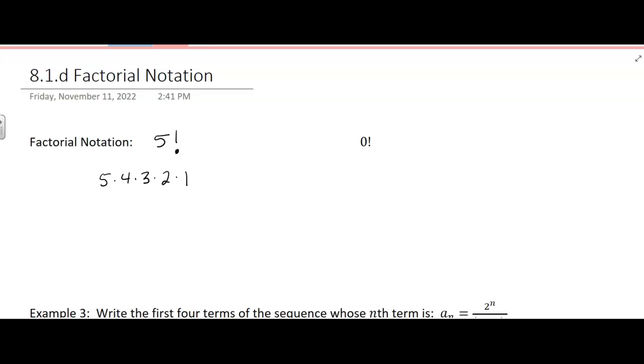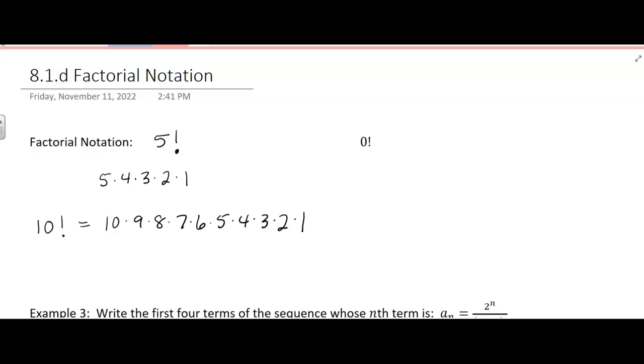So you're multiplying, and it starts with that number, and then it just goes down. They're the counting numbers, 5 to 4 to 3 to 2 to 1. Okay. So if you had 10 factorial, that would be equal to 10 times 9 times 8 times 7 times 6 times 5 times 4 times 3 times 2 times 1. Whew. That would be really hard to multiply out by hand.